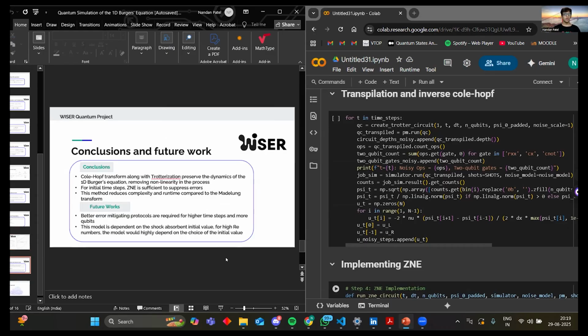All in all, concluding, the Cole-Hopf transform along with Trotterization, they preserve the dynamics of the 1D Burgers equation and they remove non-linearity. And this also removes complexity compared to the Madelung transform. And as for future works, we can use a standardized ZNE library for higher time steps and for higher dimensional qubits and the Laplacian matrix as well. And thank you for the presentation.